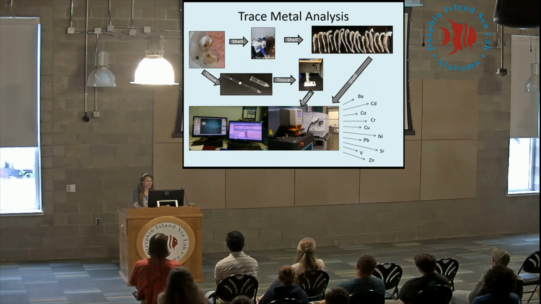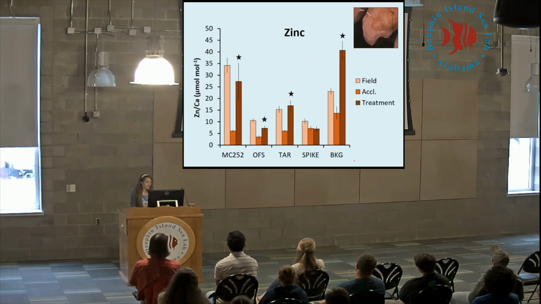Trace metal analysis was completed by separating the shells and soft tissues. They were dried. The shells were then sliced and mounted to a slide where transects were drawn perpendicular to lines of growth, and it was analyzed on the inductively coupled plasma mass spectrometer for these 10 elements. Tissues were similarly ground, pressed into a pellet, and analyzed for the same 10 elements.